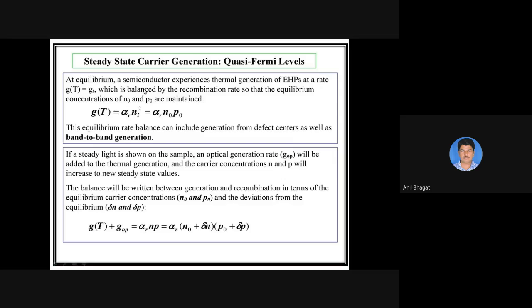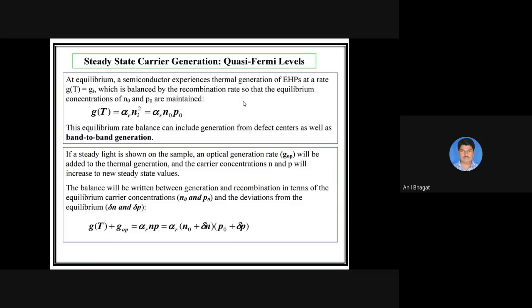At equilibrium, the semiconductor experiences generation of EHP at the rate G_T, which is balanced by the recombination rate, so that the equilibrium concentrations of n0 and p0 are maintained. So this is very important. So how to maintain the equilibrium condition? That means the initial condition, where all the charge particles are at constant stability. In short, all the electrons are stable.